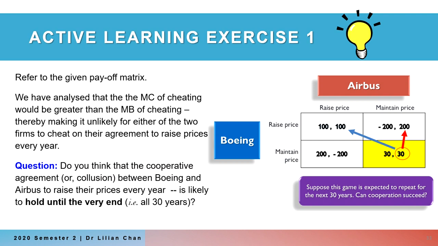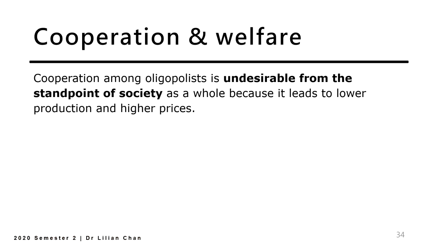So here is an interesting active learning question for you to try. You should see me for consultation to discuss your opinion or your analysis of this question. It continues from where we have just stopped in our analysis between Boeing and Airbus for the repeated game. The question is, do you think that the cooperative agreement between Boeing and Airbus to raise their prices every year is likely to hold until the very end, or 30 years? Anyway, think about that yourself.